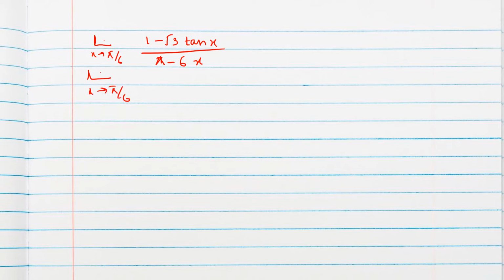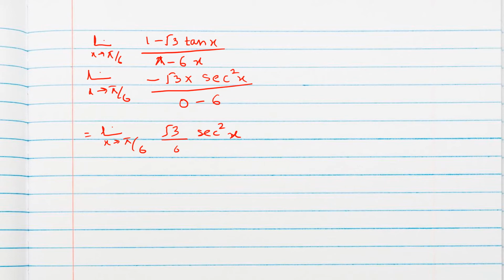So if you find the derivative of the numerator separately, the derivative of 1 will be 0, minus root 3 is the coefficient, the derivative of tan x is sec square x, divided by the derivative of pi which is 0 and the derivative of minus 6x which will be minus 6. So minus minus will go here. Root 3 by 6 sec square x.